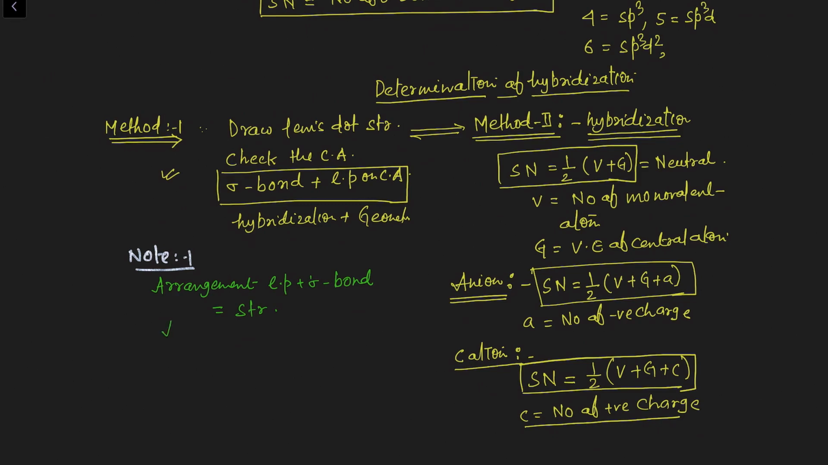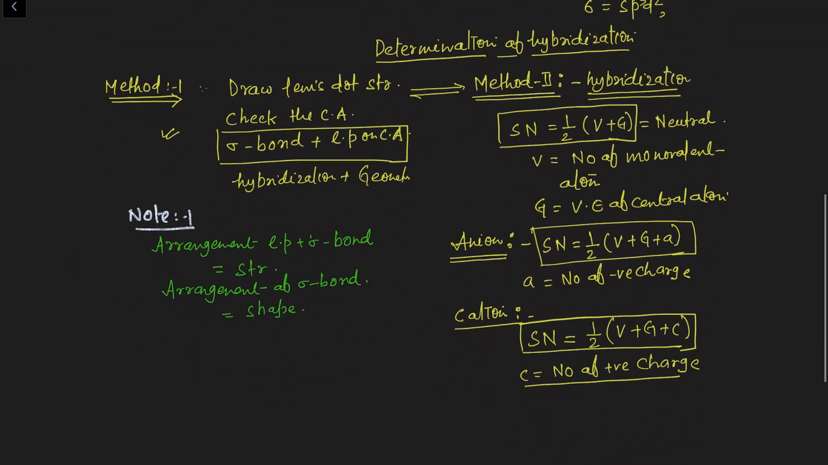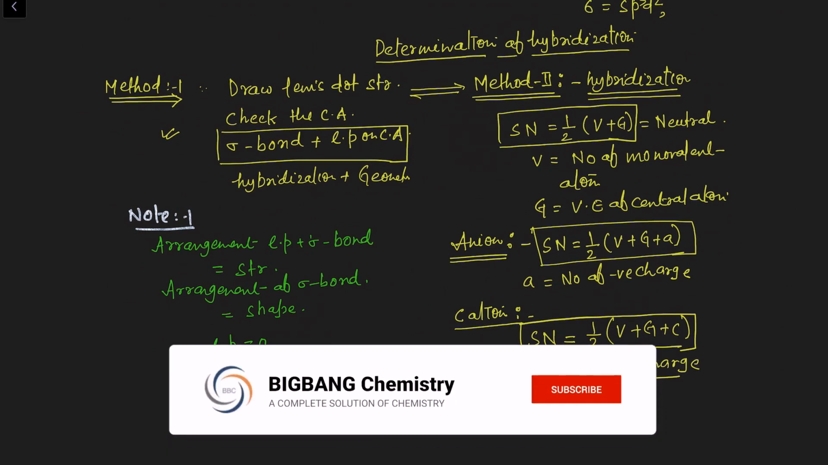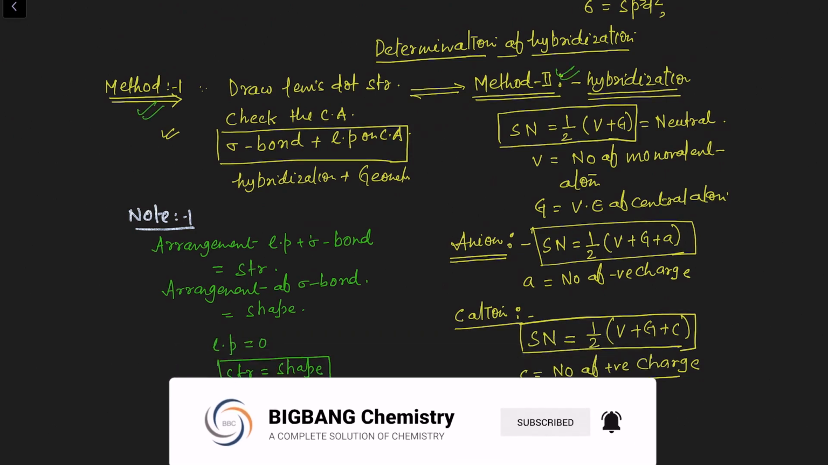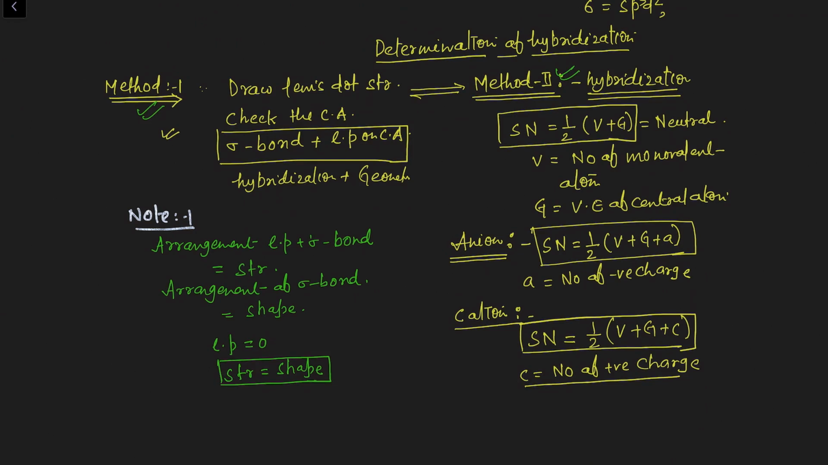If you want the exact idea about the shape of the molecule, you need to check the arrangement of sigma bonds only. So the arrangement of sigma bonds only will give you an idea about the shape of the molecule. And if in any molecule or species the lone pair is equal to 0, the structure and shape will be the same. These are the small pieces of information which we extracted from VBT and VSEPR theory. Now we are going to use these two methods for the calculation of geometry as well as hybridization of the central atom of the given molecule.